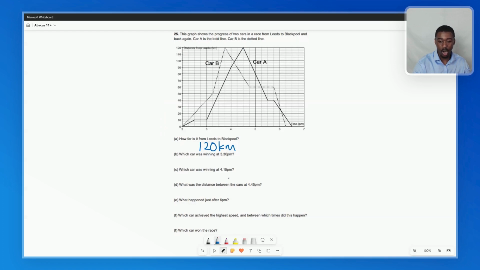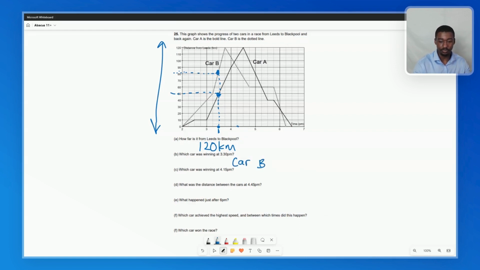Now for part B, which car was winning at 3:30? So time 3:30 is around here. If we trace upwards, we see car B has covered more distance, because the y-axis shows us distance, than car A. And that's because for this time, 3:30, the line for car B is higher than the line for car A. So car B's covered more distance, and if you've covered more distance, that means you're winning. So therefore car B is winning.